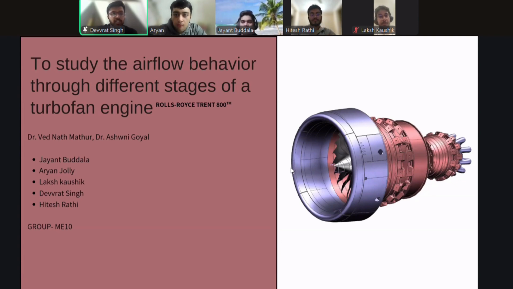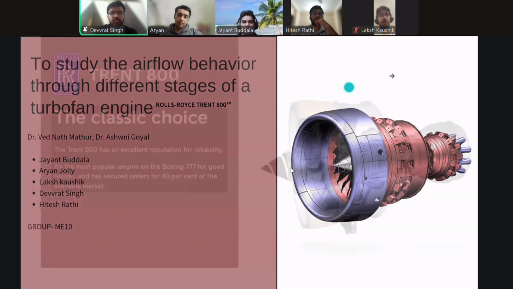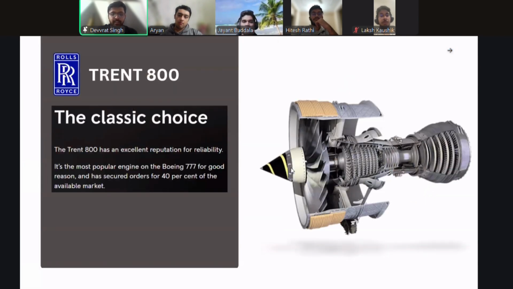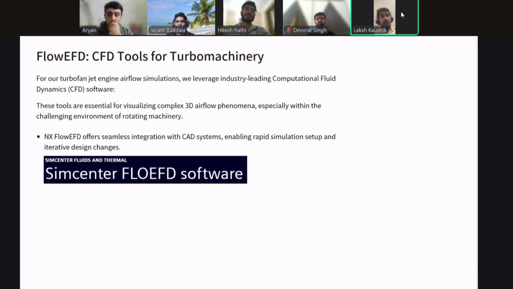The topic for this project is to study airflow behavior through different stages in a turbofan aircraft engine. The specimen engine that we are taking up for this project is Rolls-Royce Trent 800. As we know, Rolls-Royce is a leading manufacturing firm, and Trent 800 is an example of their excellence. Trent 800 is widely used for the Boeing 777 aircraft engine. For this project, we used Flow EFP for CFD simulation integrated with CAD.